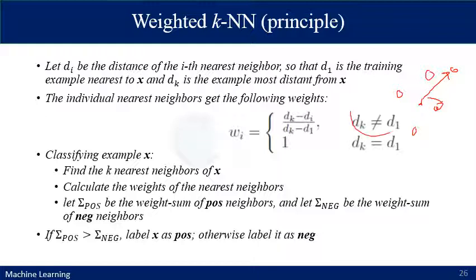You do it for all the examples except if it is the same example. So for classifying this example x, find the k nearest neighbors of this example, calculate the weights for each nearest neighbor, and then calculate the sum of the positive weights and the negative weights. If the positive weights are greater than the negative weights, label the example as positive, otherwise label it as negative.